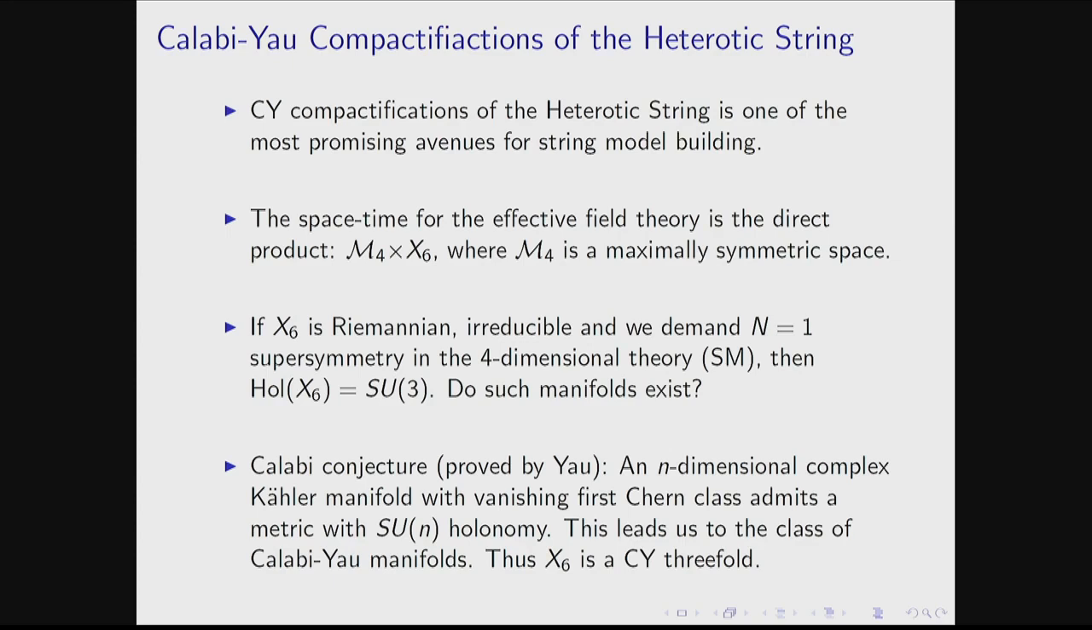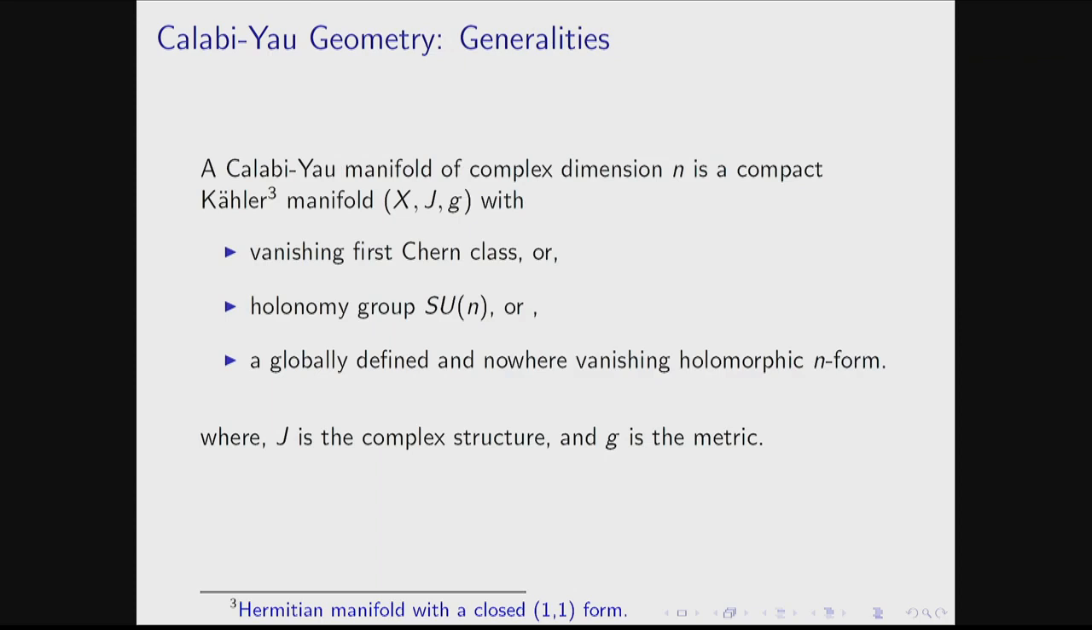And the Calabi conjecture, proved by Yau, showed the existence of such manifolds. So we come to the conclusion that X6 is a Calabi-Yau threefold. I think I can skip over this. Everyone knows what a Calabi-Yau manifold is.